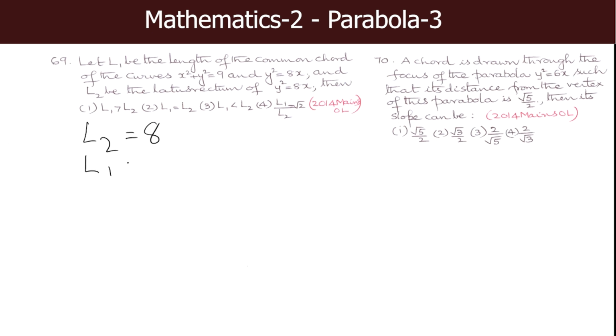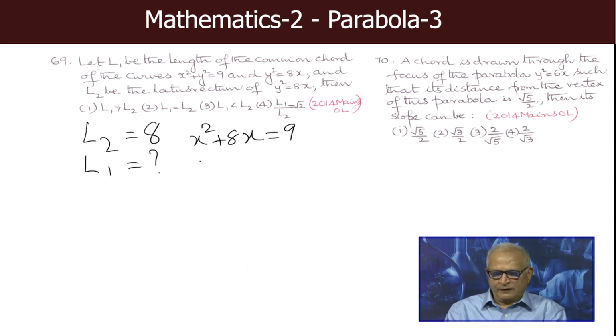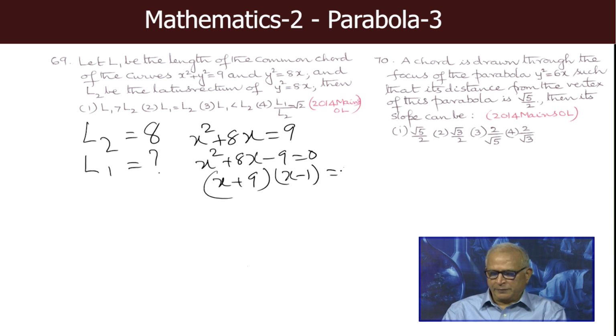What is L1? It is the length of the common chord of the circle and the parabola. There is no way to find the length of the common chord except solving for the points of intersection. So, x square plus y square, I replace y square by 8x, equal to 9, x square plus 8x minus 9 equal to 0, x plus 9 into x minus 1 is 0. x cannot be negative because of y square equal to 8x, so x equal to 1. When x equal to 1, y equal to 2 root 2.